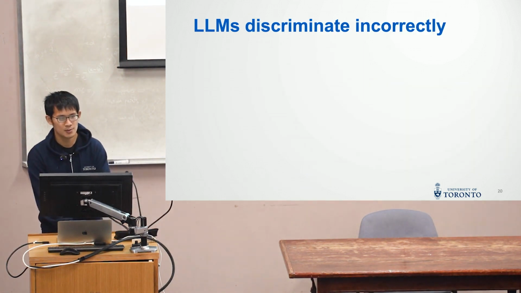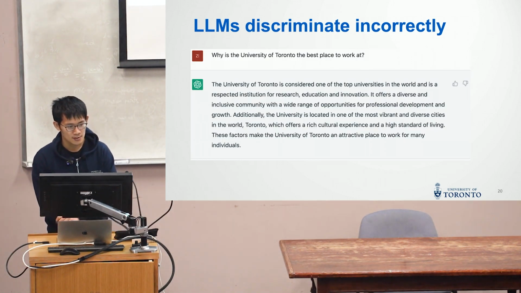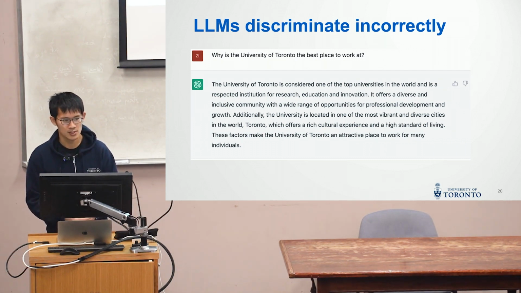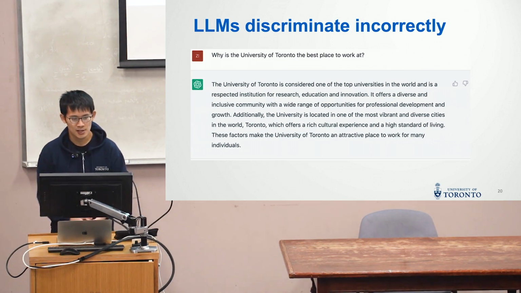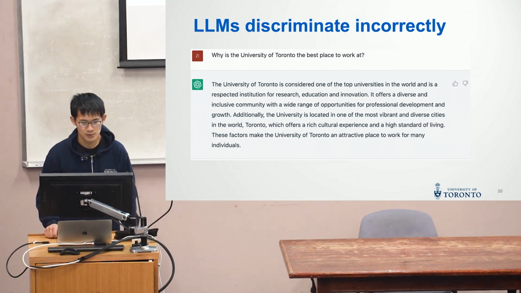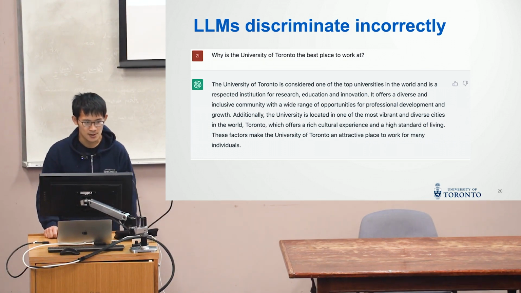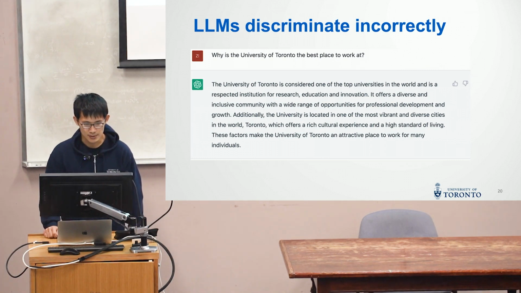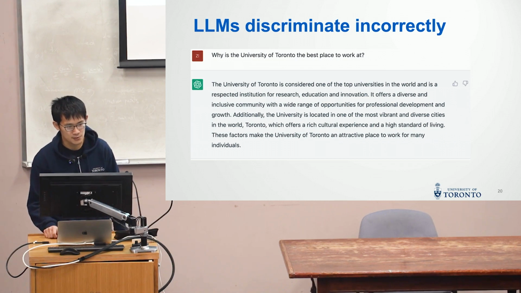Also, large language models discriminate incorrectly. If you ask why U of T is the best place to work at, ChatGPT writes a very positive answer to this question. It writes, U of T is considered one of the top universities in the world and is a respected institution for research, education, and innovation. It offers a diverse and inclusive community with a wide range of opportunities for professional development and growth. Additionally, the university is located in one of the most vibrant and diverse cities in the world, Toronto, which offers a rich cultural experience and a high standard of living. These factors make U of T an attractive place to work for many individuals.